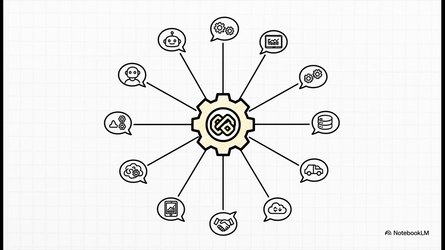Well, this is where the agent-to-agent protocol, or A2A for short, steps in. It's designed from the ground up to be that universal language. It's an open standard that gives agents a standardized way to talk and collaborate. It doesn't matter who built them or what tech they're running on.